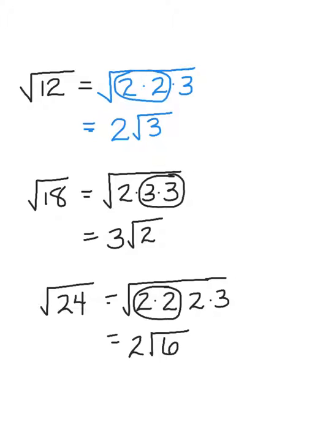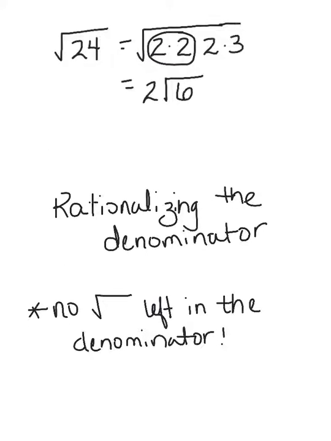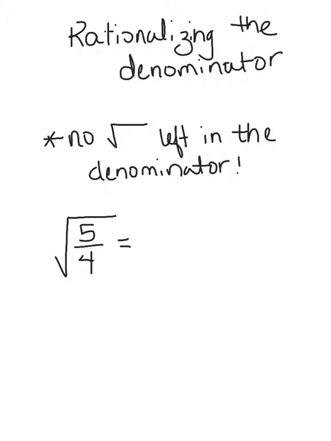Now let's talk about square roots in the denominator of a fraction. This is called rationalizing the denominator. If you remember from Algebra 1, no square root is allowed to be left in the denominator if you're simplifying. So we have a quotient property that says if we have the square root of 5 over 4, we can separate that into the square root of the numerator over the square root of the denominator. Square root of 5, I cannot simplify any further, so I'm going to leave that square root of 5. However, the square root of 4 is 2. And so I get square root of 5 over 2.